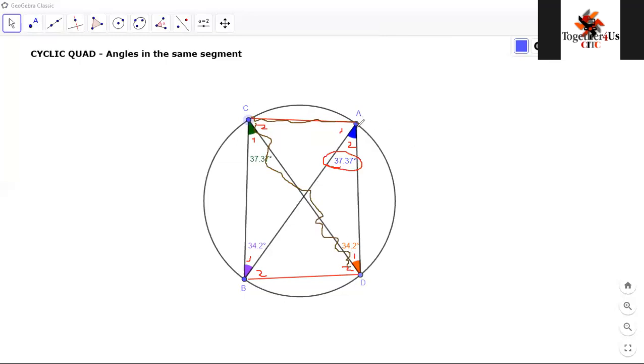It is subtended by arc AD or chord AD, if you may like. Now, what is the other angle that is subtended by the same chord or the same arc? Well, you can see that angle B2 here is also subtended by the same arc or the same chord AD. Therefore, we can't help but conclude that actually angle C2 should be angle B2.